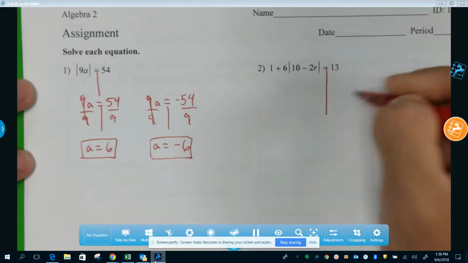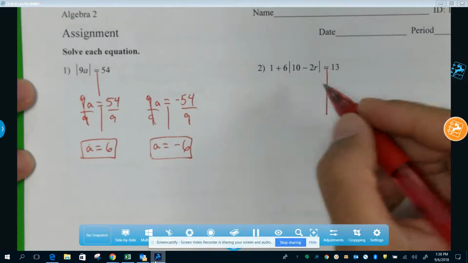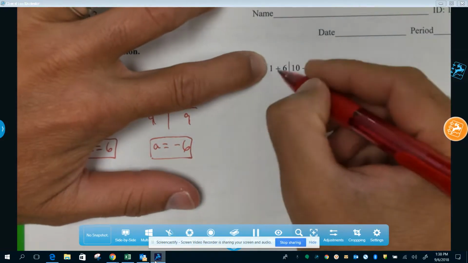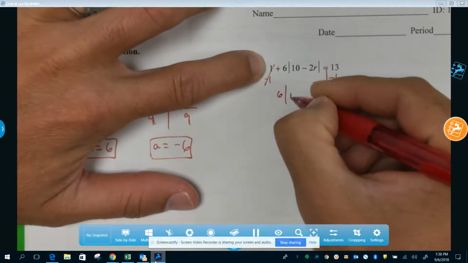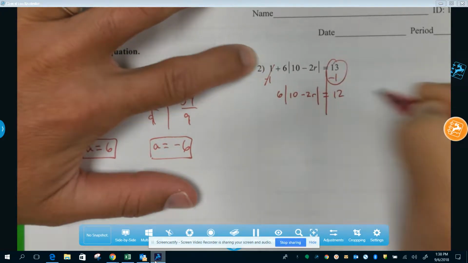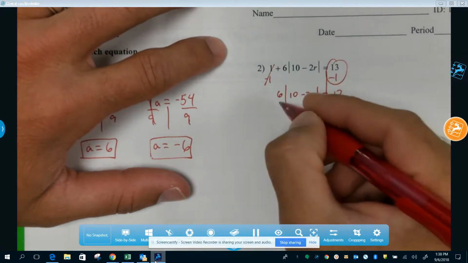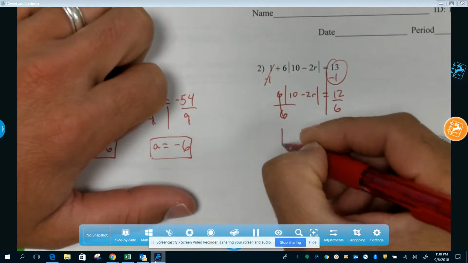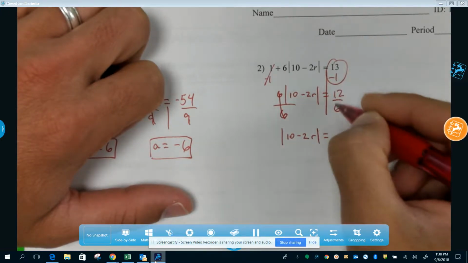Number two, I can't do anything with this one until the bars are isolated. I always want to divide last, so don't tell me divide by 6 right off the bat. No, we divide last. The first thing we need to do is subtract this 1 from both sides. So I've got 6 absolute value 10 minus 2r equals 13 minus 1 gives me a 12. I need to continue to isolate the bars. Since the 6 is attached to the bars, I will divide by 6 on both sides.